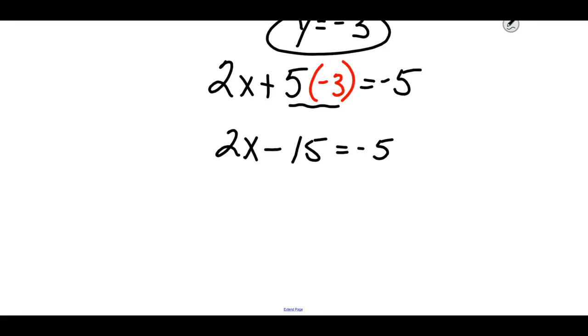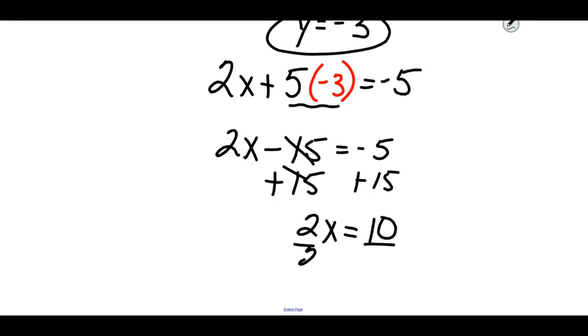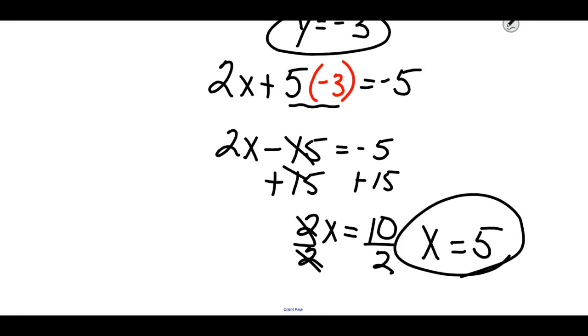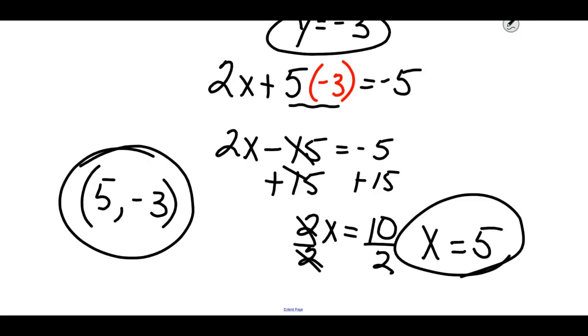So I'm going to solve for my x. So I'm going to add, subtract, larger number carries, and I'm going to divide. So my x value comes out to be 5. So my ordered pair that I would find is I have a -3 for my y, and a +5 for my x, and that's my final answer.